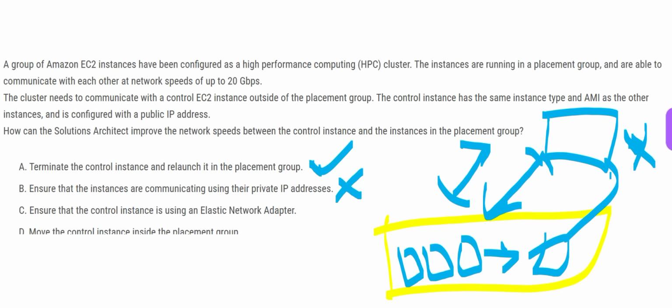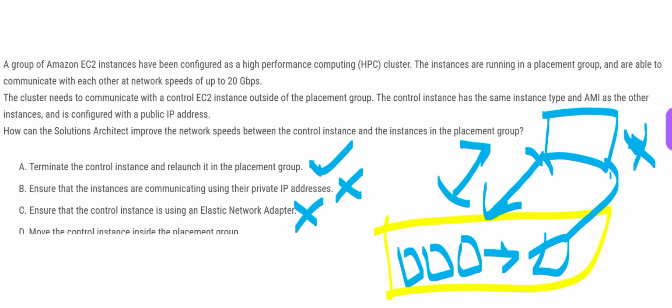But what if we move that building itself inside the yellow box? So your distance is totally cut out. So you don't need a rocket, you don't need a plane to move faster. It is now co-located. So C won't work. D says, guys, move the control instance inside placement group.